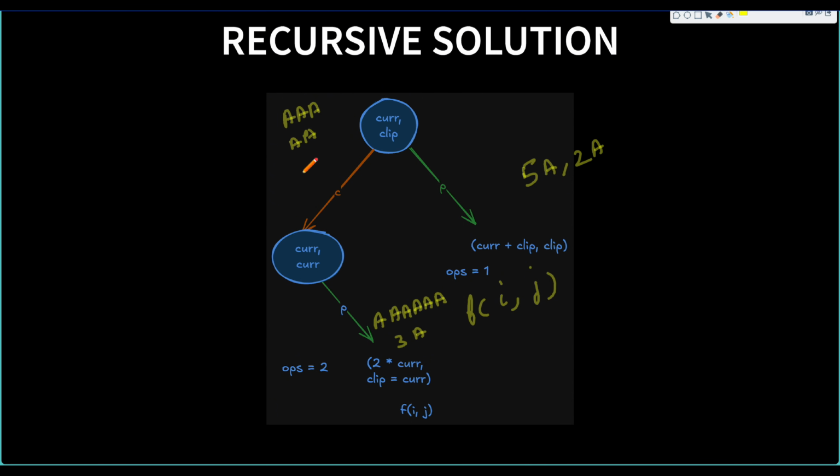So for example, if our n was equal to 5 and we already have 3 A's on the screen, then if we do copy paste, we will get 6 A's. So that means we have overshot. So in this case, we can return some large number like integer.max value or something to signify that the cost of this path is infinite or super high.